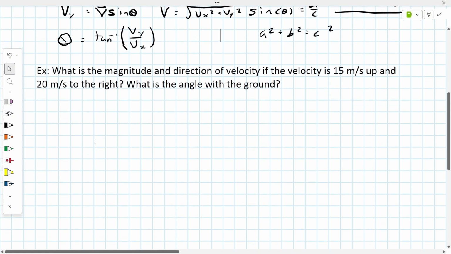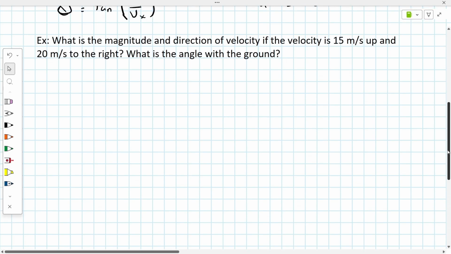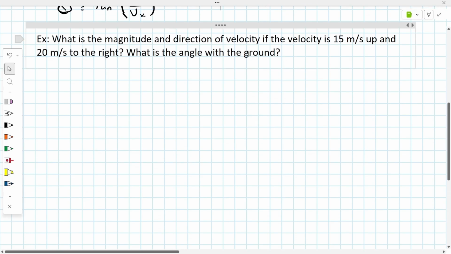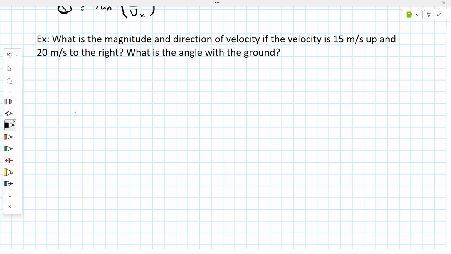Alright, so let's do an example here. We need to find the magnitude and direction of the velocity if the velocity is 15 meters per second up and 20 meters per second to the right, and what is the angle with the ground. So if we go ahead and draw this out, we'll draw the horizontal component first, so it's 20 meters per second to the right. So we can draw this like this, and this will be 20 meters per second, and then it's 15 meters per second up. So this will be 15 meters per second.